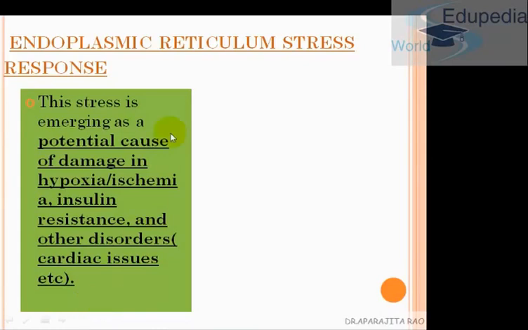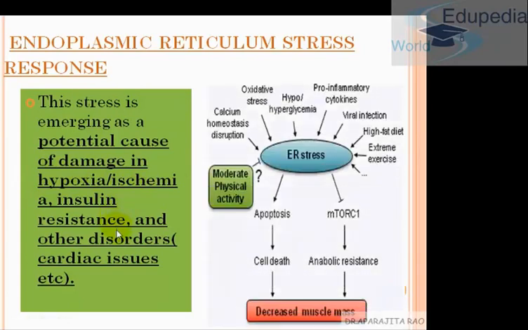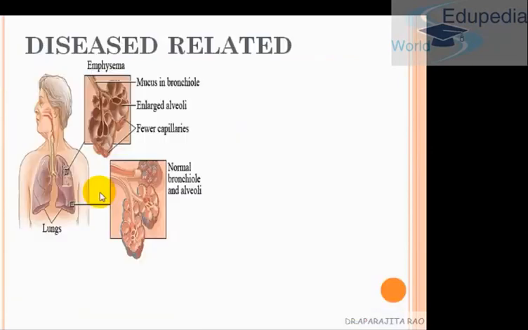So this stress is emerging as a potential cause of damage in hypoxia, ischemia, insulin resistance, and other disorders like cardiac disorders. So what we are trying to say is, because of this stress response, all these diseases take place. And in recent times, Alzheimer's is also said to be related to this stress response.